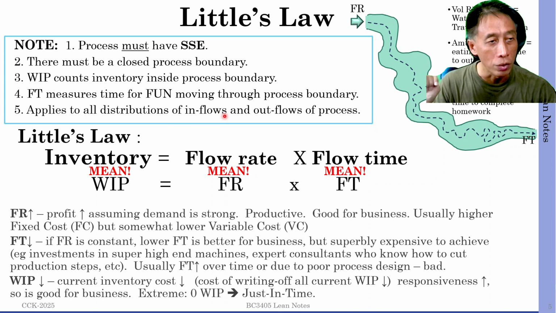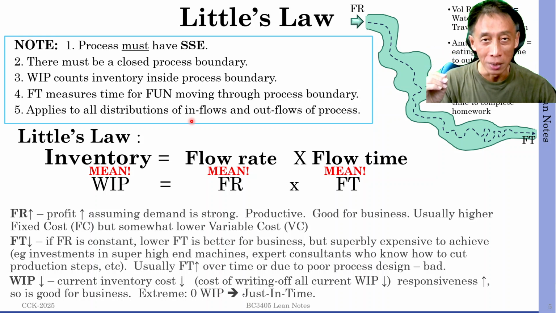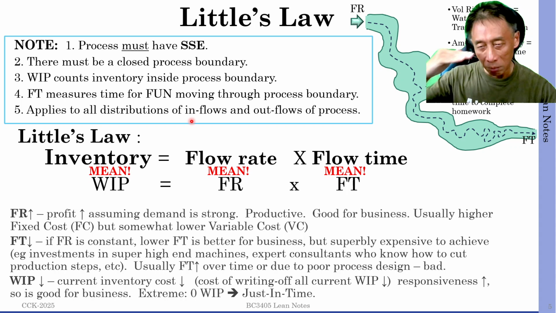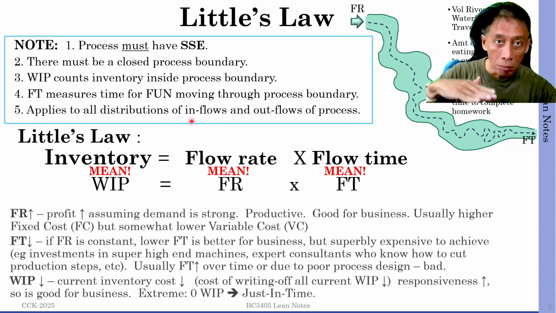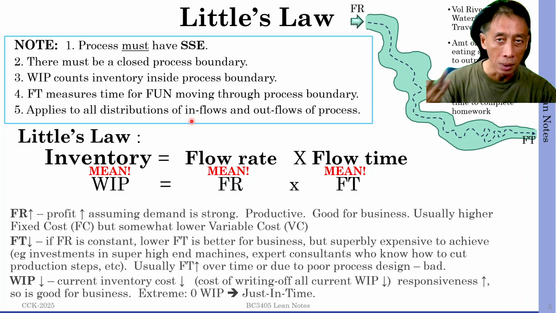It applies to all distributions of inflows and outflows of processes. Any kind of distribution. For example, the FR in follows a normal distribution. That's what it means, right? So it fluctuates. On average, it is 1 piece per minute, but it's sometimes 0.8 pieces per minute, 0.92, 1.1, 1.3, 1.2, but most of the time it is at 1 piece per minute. So the average is 1 piece, and the distribution is normally distributed. Or it can be Poisson distributed. It can be binomially distributed, and so on.